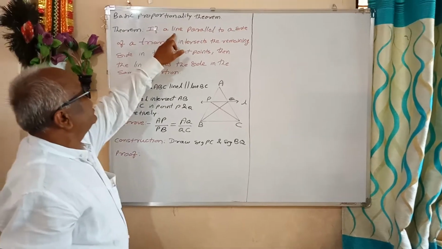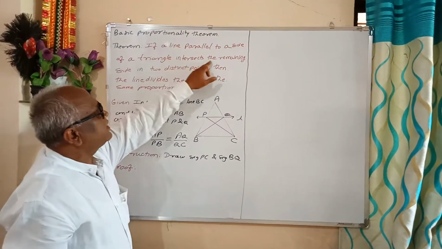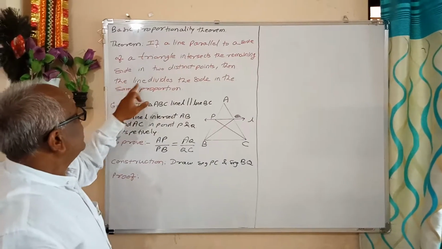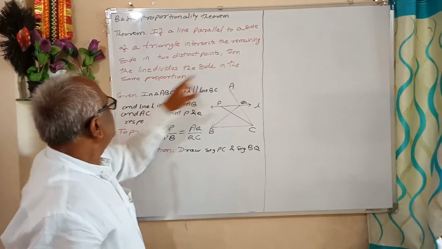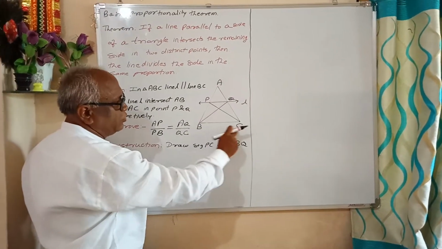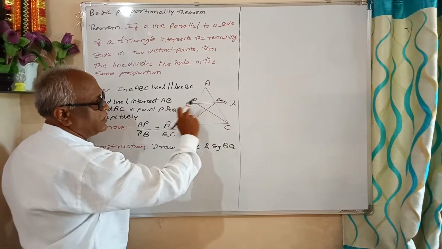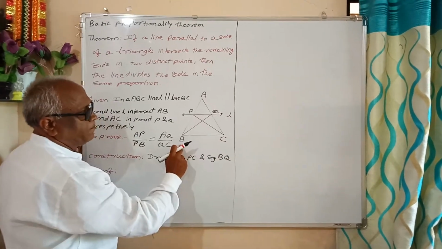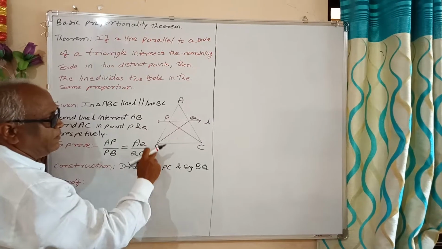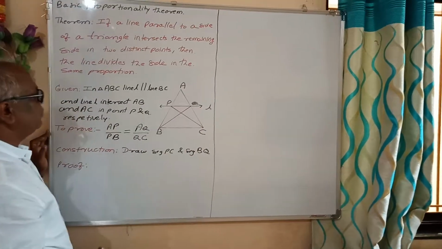Theorem: if a line is parallel to a side of a triangle and intersects the remaining two sides in two distinct points, then the line divides the sides in the same proportion. Now here the triangle is shown, that is triangle ABC. Line L is parallel to the side BC and the line L is intersecting the side AB at the point P and the side AC at the point Q.